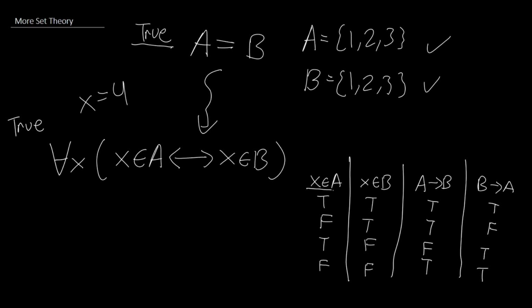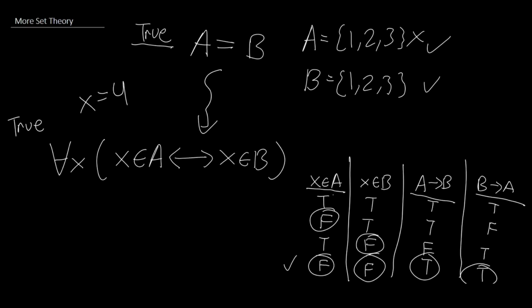So is 4 in A? Well, no, it's not. So that's false. Is the number 4 inside of B? Well, no, it's false as well. So we know that we're working in the 4th universe here. We're inside the 4th universe right now. So what does that mean? Inside the 4th universe, if A then B is true, if B then A is also true, so this statement is true as well.